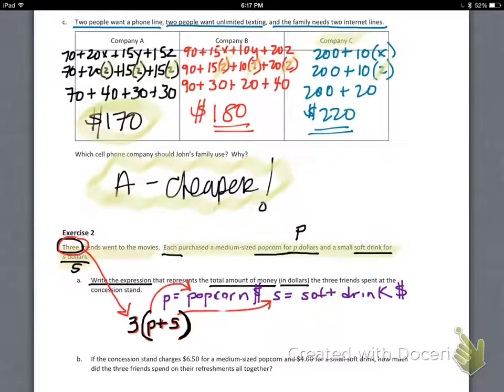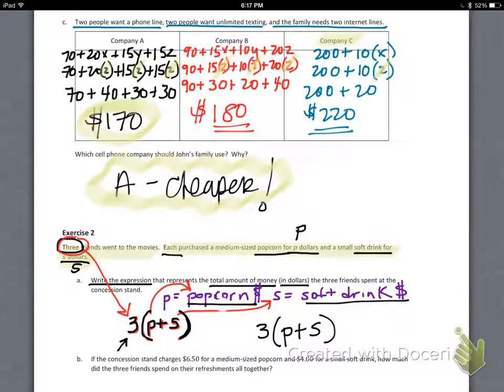Now, this P doesn't stand for the number of popcorns, because that is taken care of here, but it is the popcorn dollars, what the popcorn cost. We don't quite know that yet. Well, we will in problem B. And then the S stands for the soft drink dollars, how much it cost. Okay, so 3(P plus S). I'm going to write that again, because that's looking kind of messy. 3(P plus S). This is my expression.